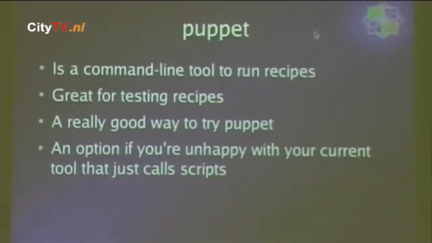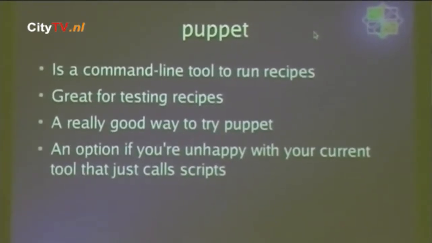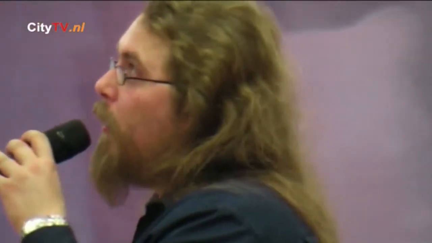There's also a command line tool called Puppet, which is more or less just PuppetD and Puppet Master integrated. You can just run your recipe locally by just calling it. It's great for testing recipes. For example, we use it in an SVN commit hook, so we make sure that you cannot commit syntactically invalid Puppet recipes.